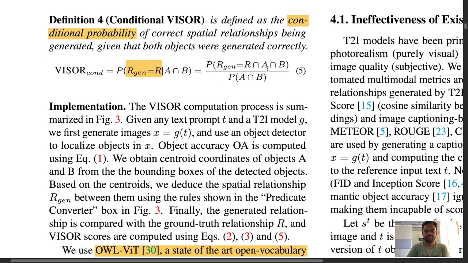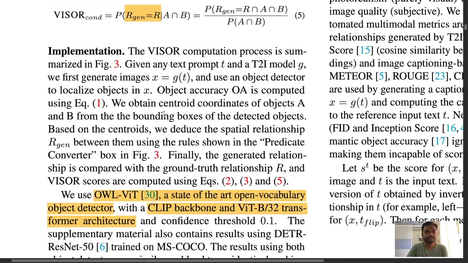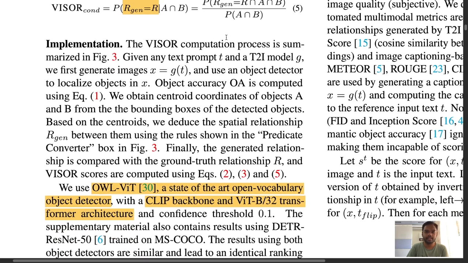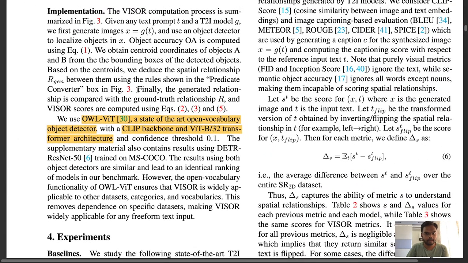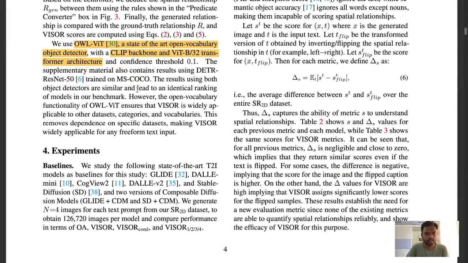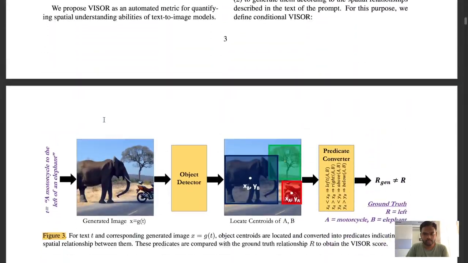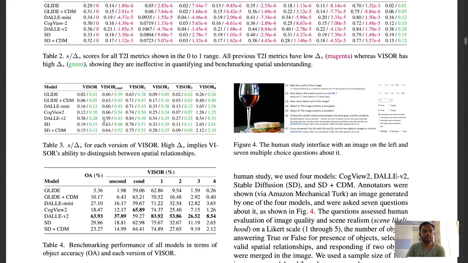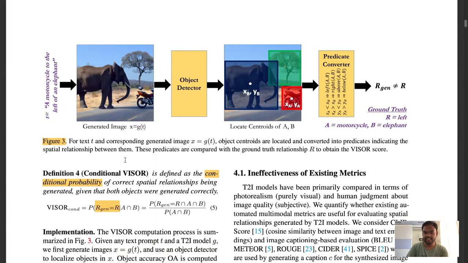And this is the formula that they have written down. It's exactly the same thing again. If you know the conditional probability formula, that's this, P of B by P of A. Sorry, P of... oh yeah, it is correct. Okay, so this is basically what Visor is, basic conditional probability.